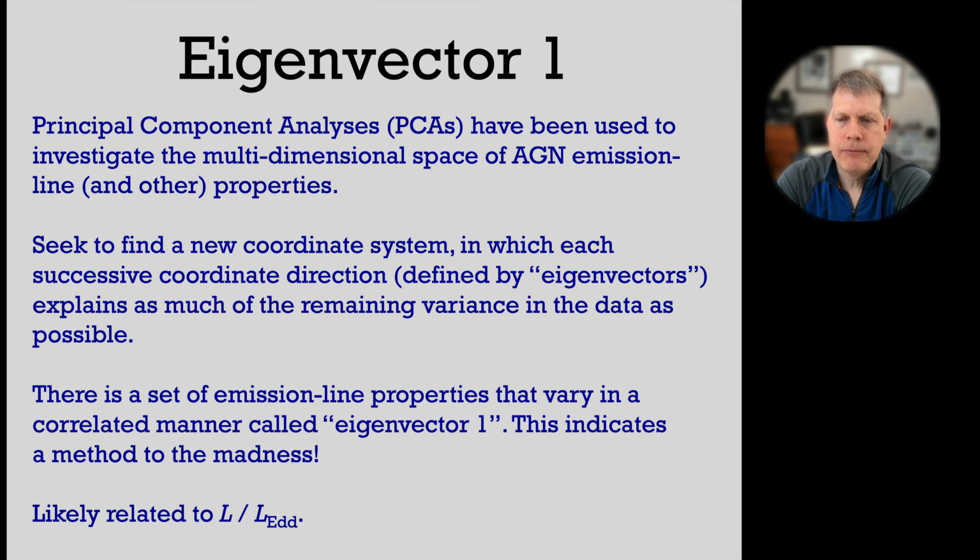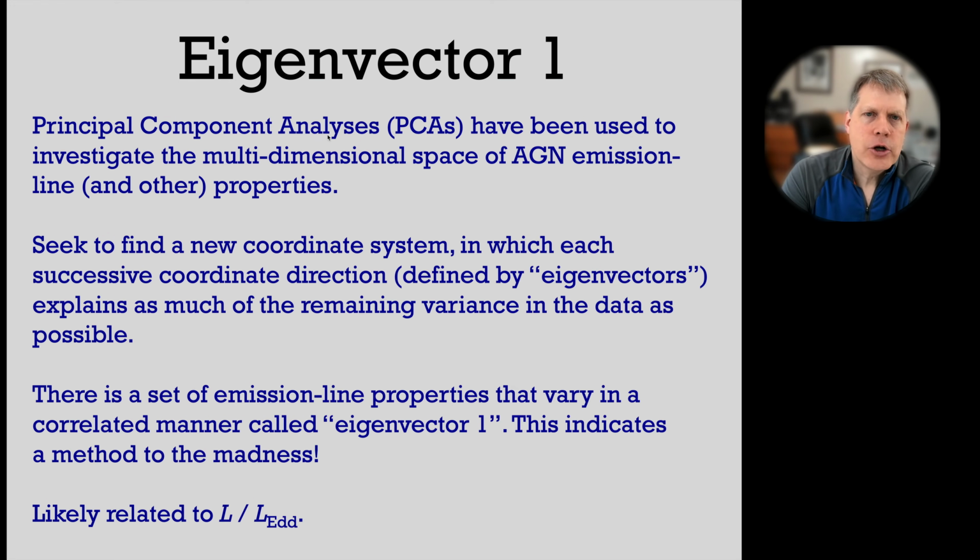Now, there's another one I want to emphasize. This one goes generally by the name of Eigenvector 1. So astronomers have utilized the statistical technique of principal component analysis to investigate the multidimensional space of AGN emission line and other properties. So they take a sample of active galaxies, they measure the emission line properties systematically for all of them. They have a bunch of measurements of line widths and line strengths and blueshifts or redshifts of lines and profile properties of lines. They measure all these quantities as well as they can. They feed this into this principal component analysis technique.